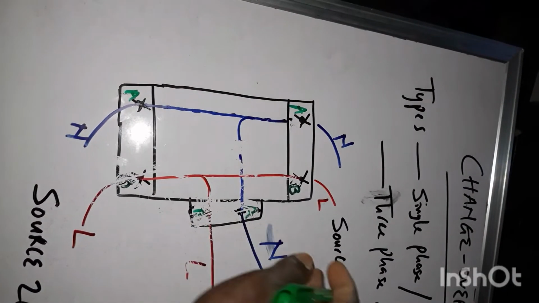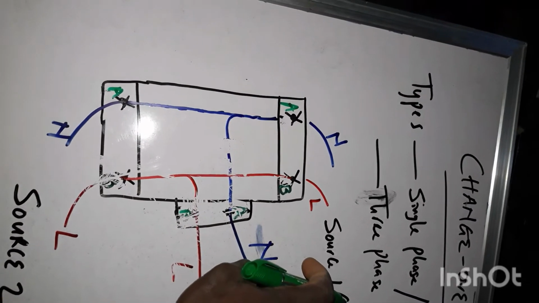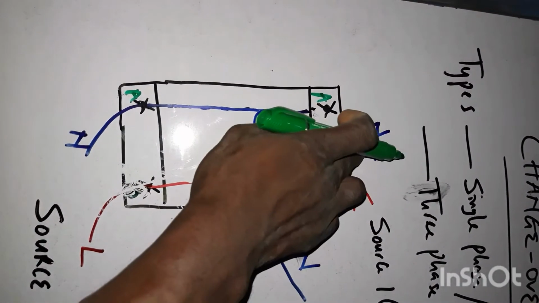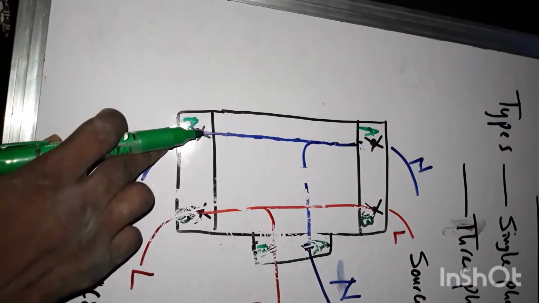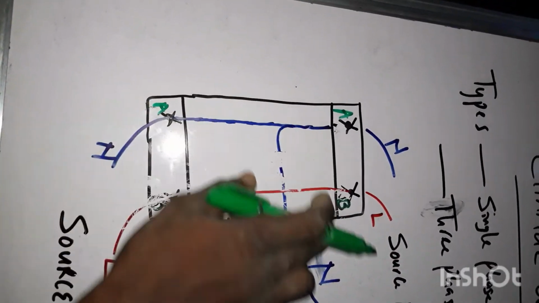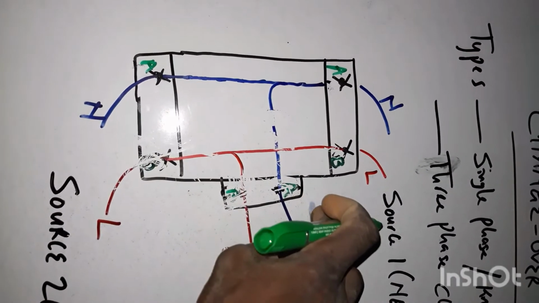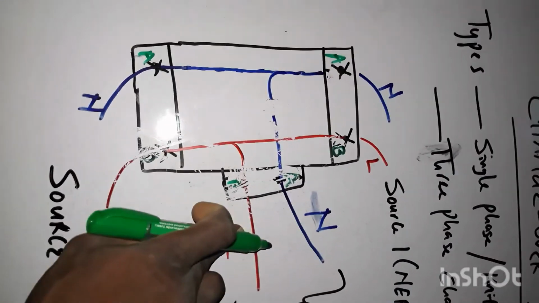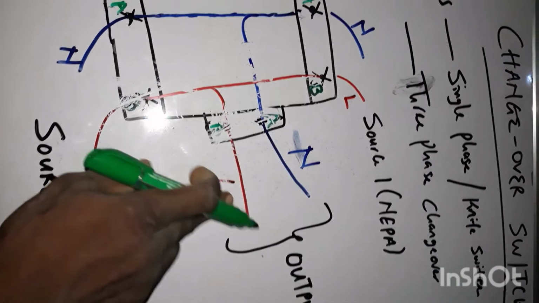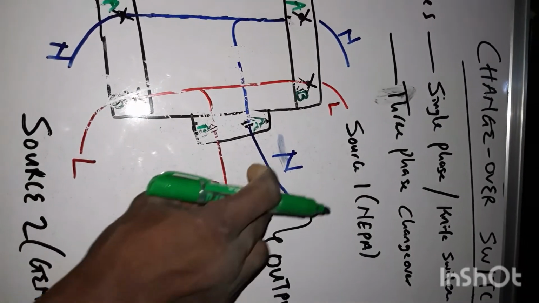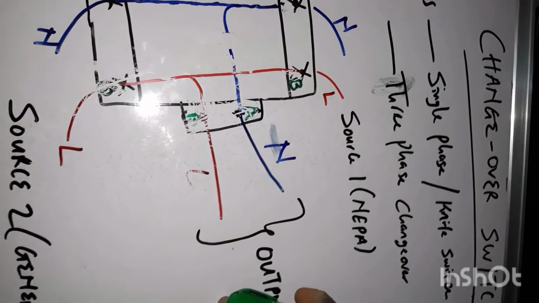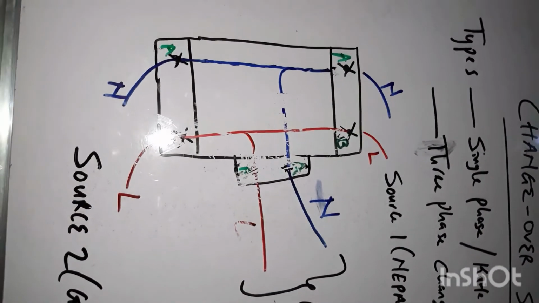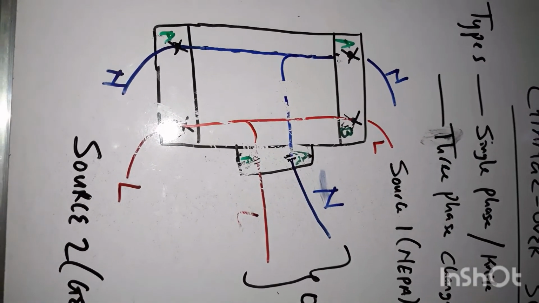So if you are connected to a NEPA source which has one live and one neutral wire, and you connect your generator also to the neutral and live wire, automatically it's going to supply to this output part, which is the neutral and live wire. From here now, you can choose to supply this to your junction box or probably to your distribution box. But generally, this is how a single phase changeover switch works.